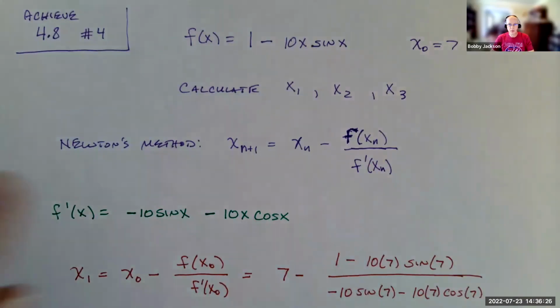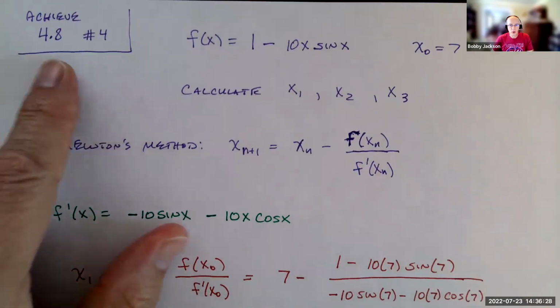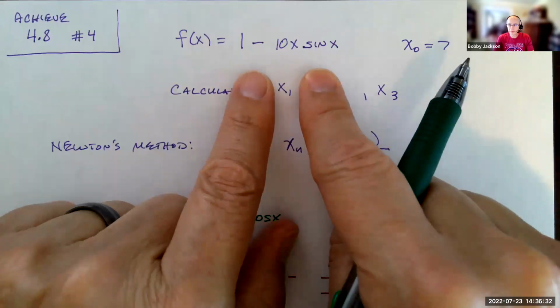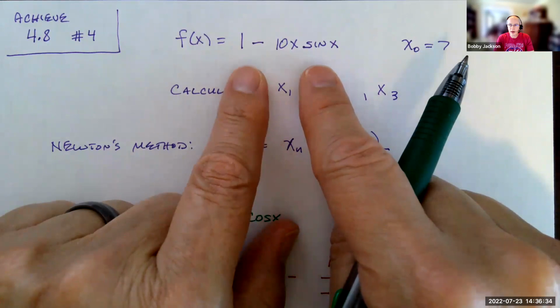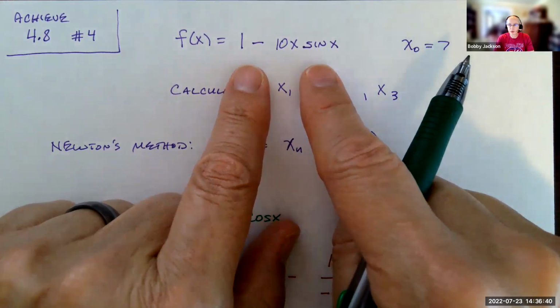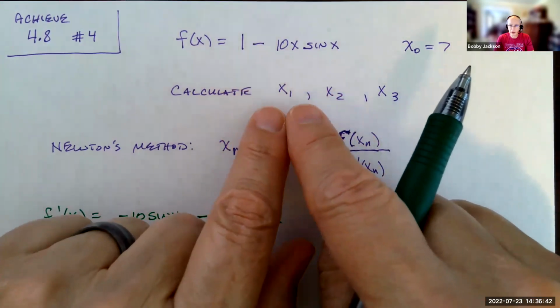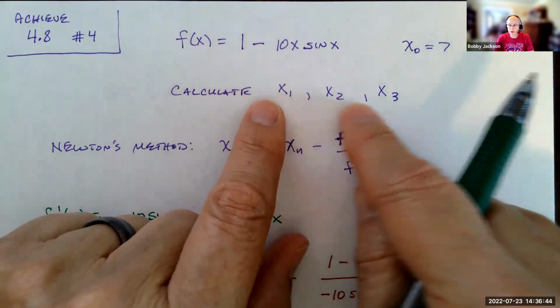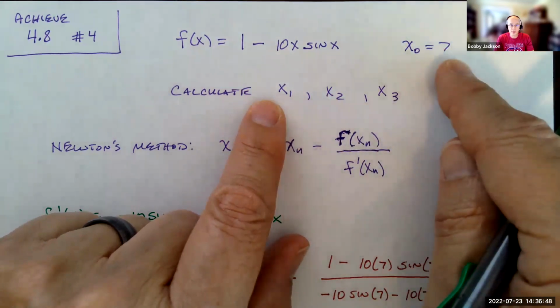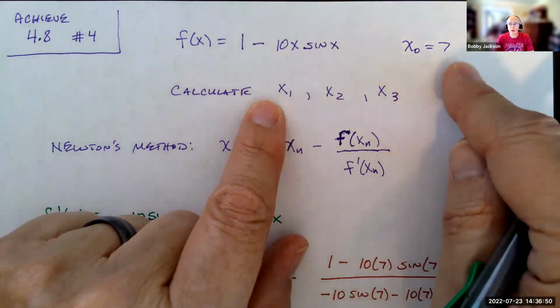Everyone, let's take a look at number 4 in section 4.8 of Achieve. We are given this function here, and we're to calculate or estimate the root. Actually, we're going to use Newton's method to do that, and we're going to calculate the first 3 iterations, given an initial estimate or guess of 7.